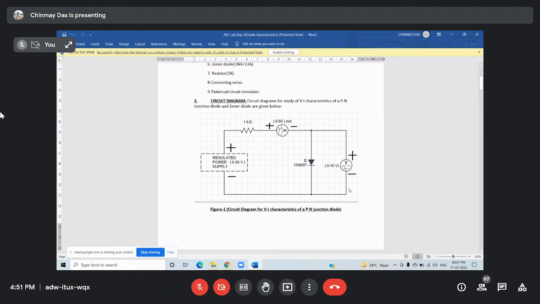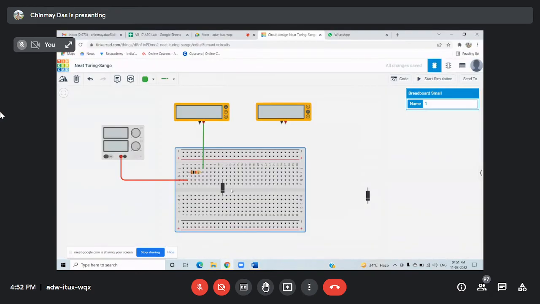Sir, at last, it will be in a parallel connection, no, sir? Parallel with what? Like how we connect in a circuit? That I am showing. I have not done that yet. And the parallel connection is a voltmeter connected in parallel with the diode. Here you can see the positive with the anode, negative with the cathode. I will show you how to do that.